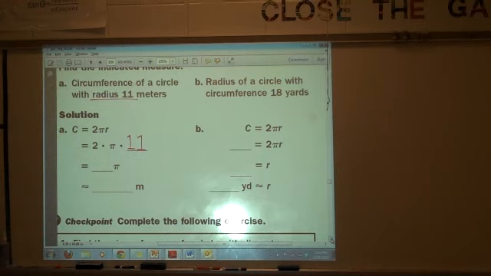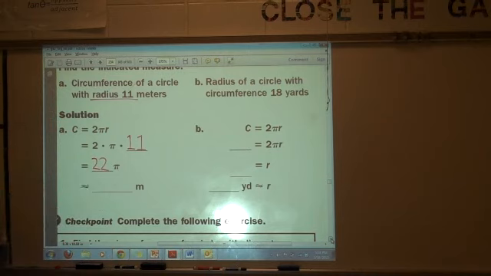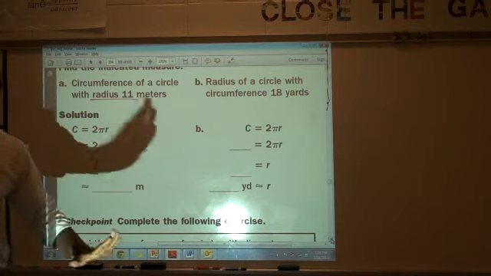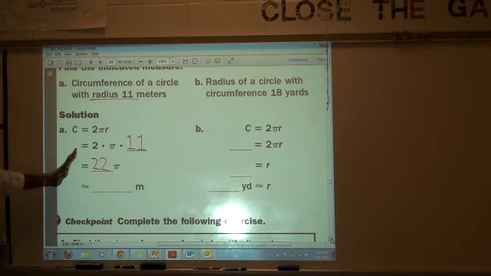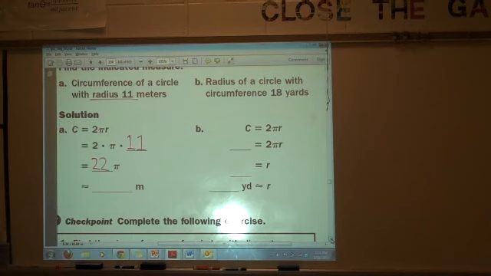And now what we're going to do is just simplify one step at a time. So we know 2 times 11 is 22. So 22 pi meters. Here's a quick key. Sometimes we want to be precise. If we ever want to be exact, we're just going to leave our answer as 22 pi. Because if I say 22 times 3.14, I'm going to round off, and whenever I round a number, I lose some of that accuracy. Sometimes the number's off a little bit.